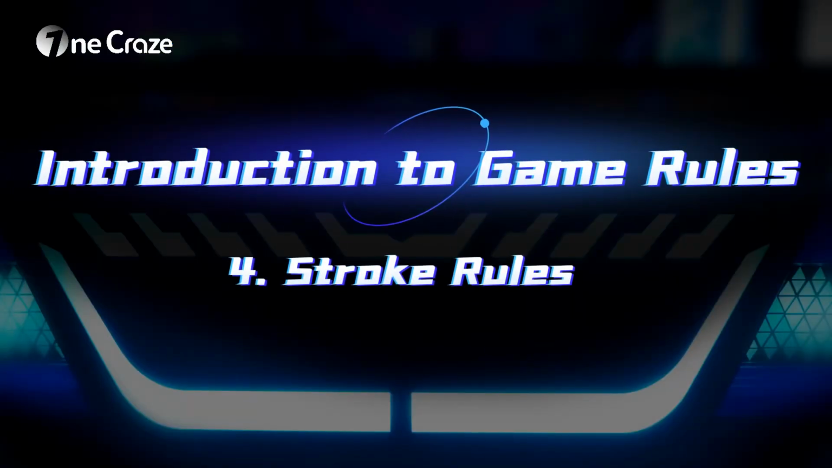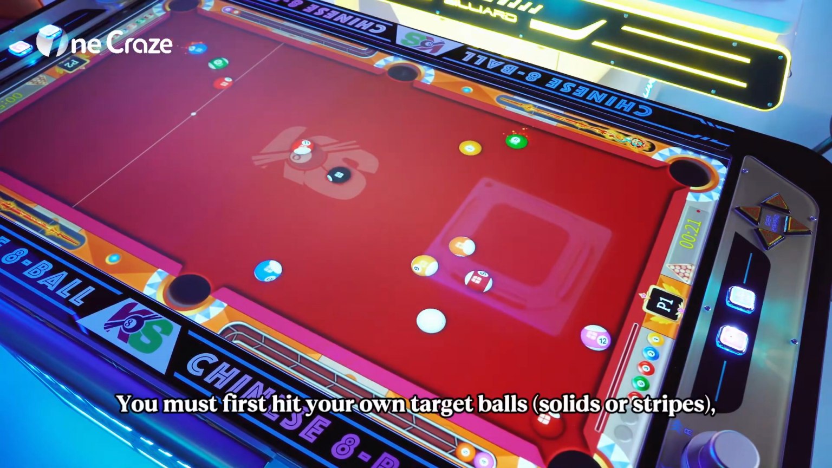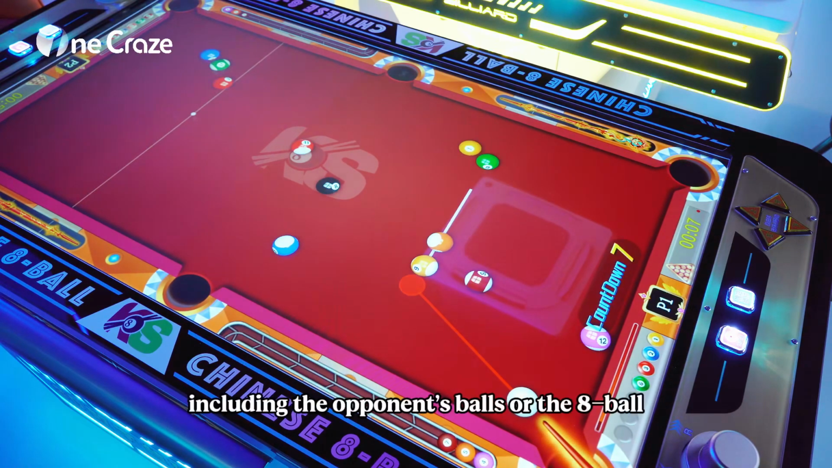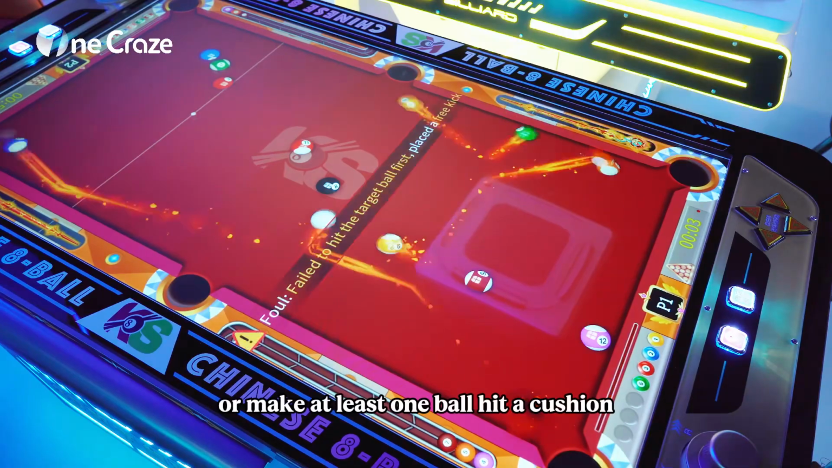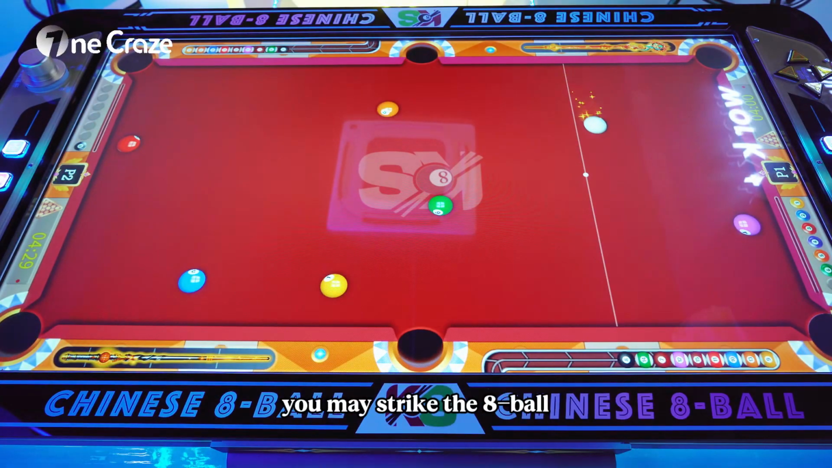4. Stroke rules. Legal stroke. You must first hit your own target balls, solids or stripes, and then either pocket any ball, including the opponent's balls or the 8 ball, or make at least 1 ball hit a cushion. Once all your target balls are pocketed, you may strike the 8 ball.